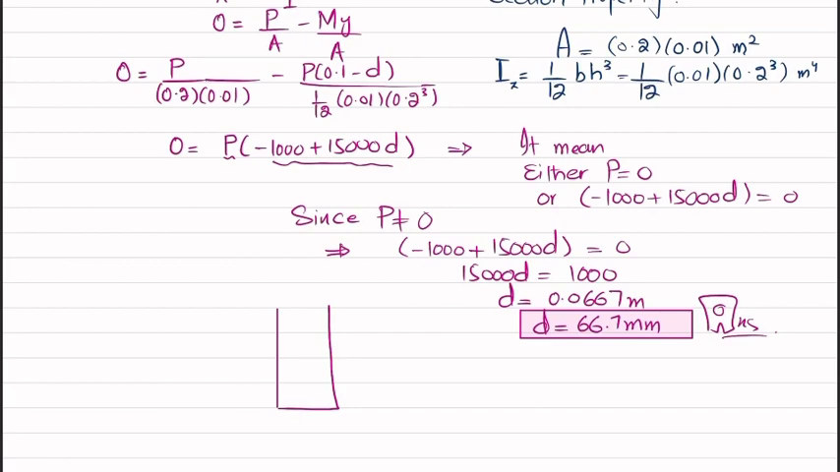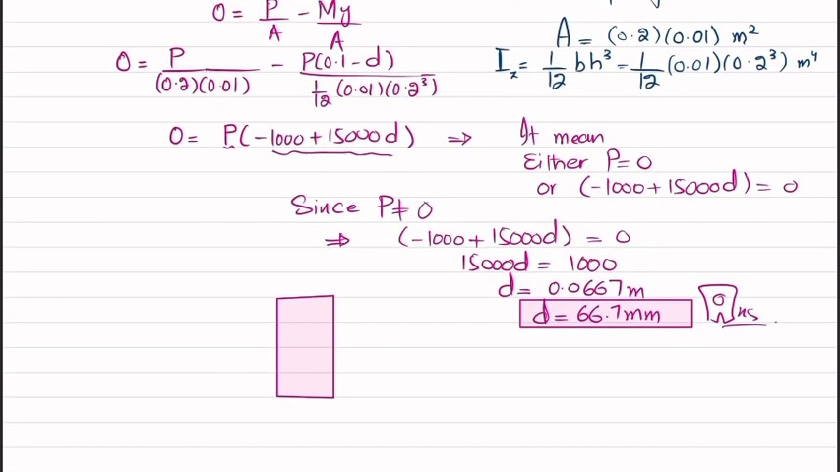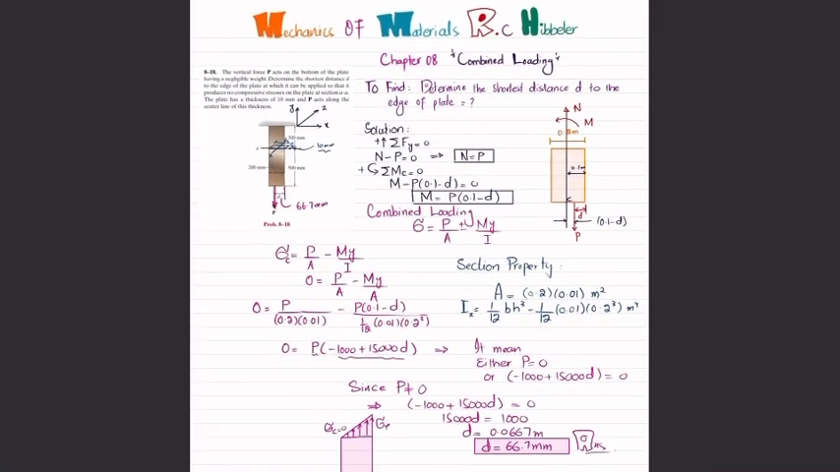Let me draw it as well. So again, you can see that this moment will be like this one and this one. So this portion will be in tension. So here the maximum stress will start from here. So the distribution will be like this. And at the other end there is no compressive stress. So distribution will be like this. Okay. So this is the stress distribution in the plate where we have sigma tensile and sigma compressive is equal to 0. And that was all about this problem 8-18.